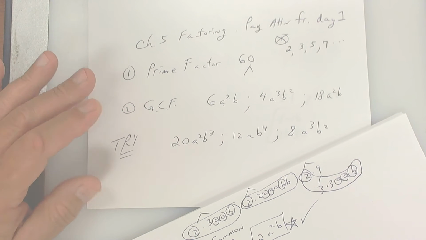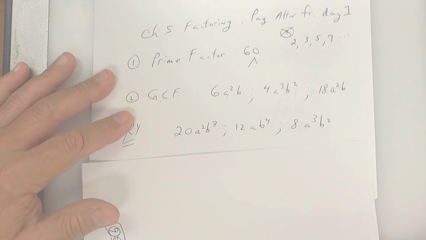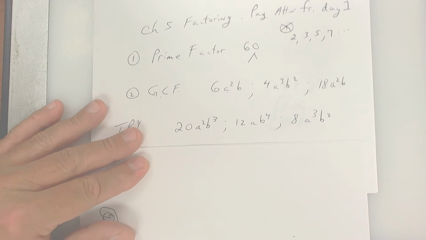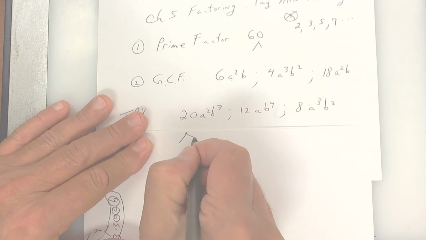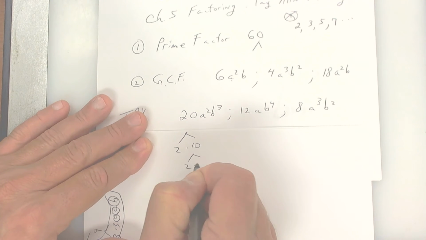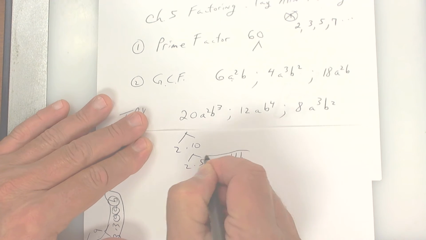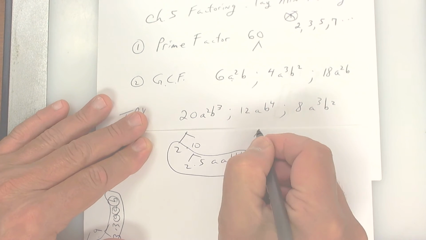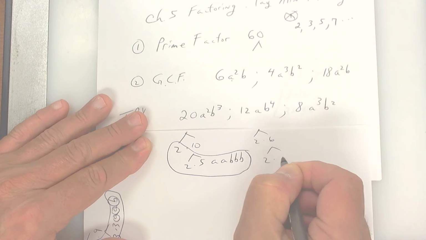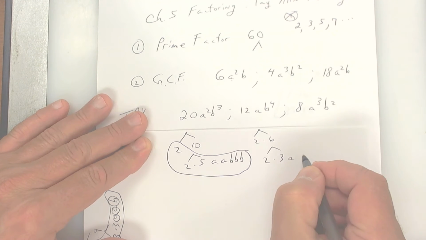All right, this one right here says try. So I want you to try this one right now. Break it down. 2 times 10, 2 times 5, A, B, B, B. Okay? 2 times 6, 2 times 3, A, and then 4 B's.